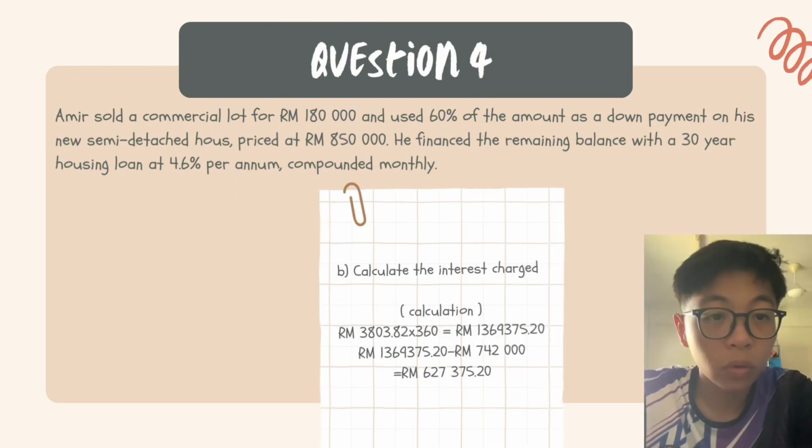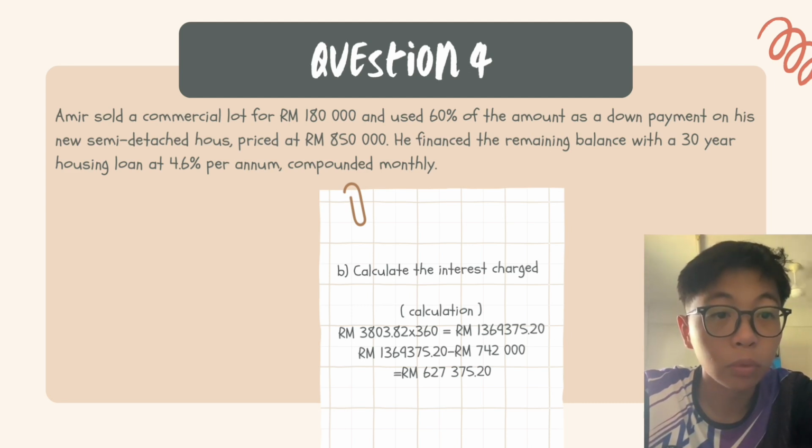For question 4b, to find out how much interest Amir pays over the entire loan period, multiply the monthly installment by the number of months, then subtract the amount he borrowed. The total amount paid to the bank is 360 months multiplied by 3,803.82 ringgit. Then subtract the borrowed amount of 742,000 ringgit. After calculating, the total interest he pays is 627,375 ringgit and 20 cents. So in total, Amir pays 627,375 ringgit and 20 cents just in interest over 30 years.